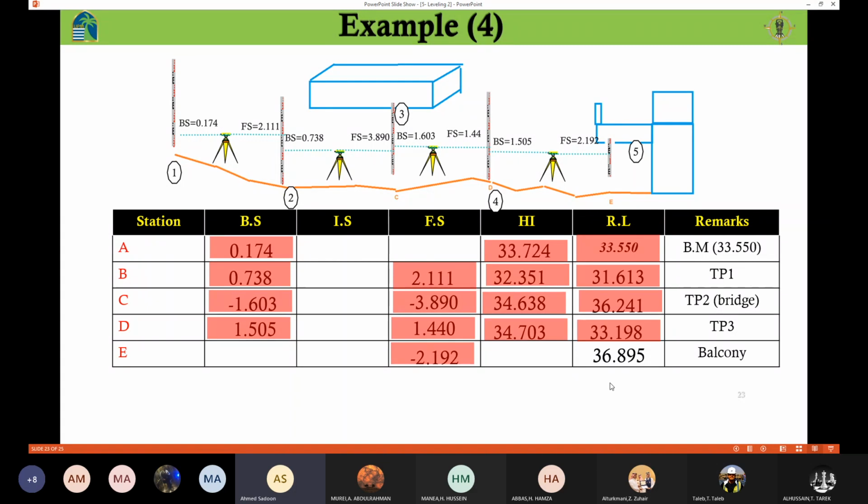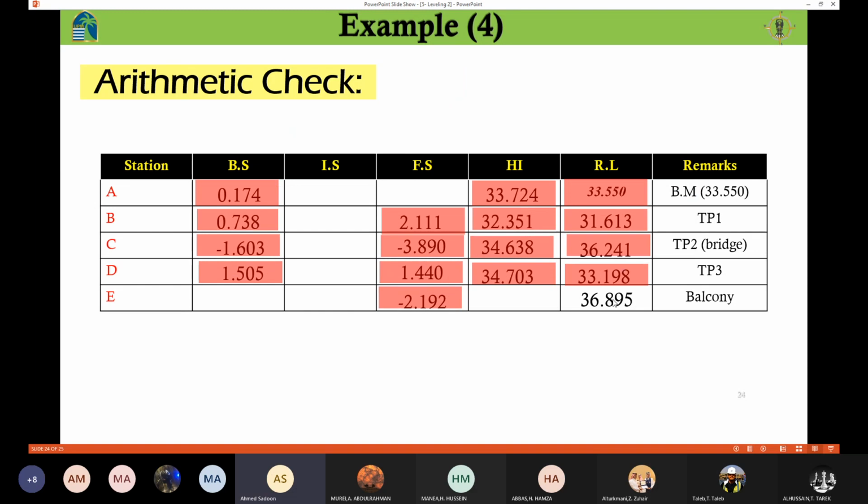So we don't have any difference except this value is going to be minus, and we are going to treat it accordingly. After we get the last value, now we are going to start the arithmetic check. We are going to get the summation of the backsight, and here also we are going to get the summation of the foresight. Algebraic summation is going to be done. Okay, so plus, minus, and plus. The value came out to be 0.814.